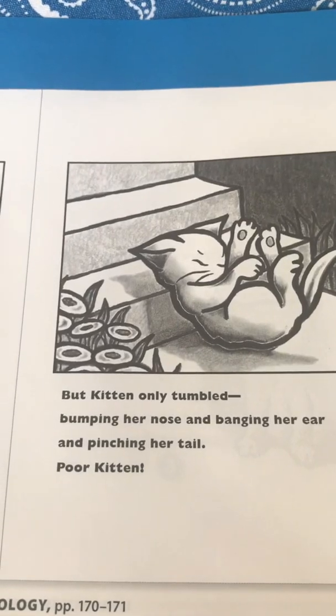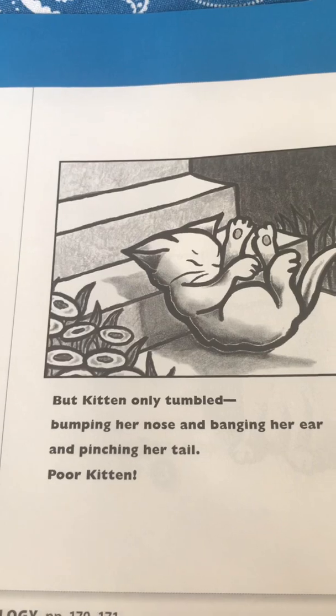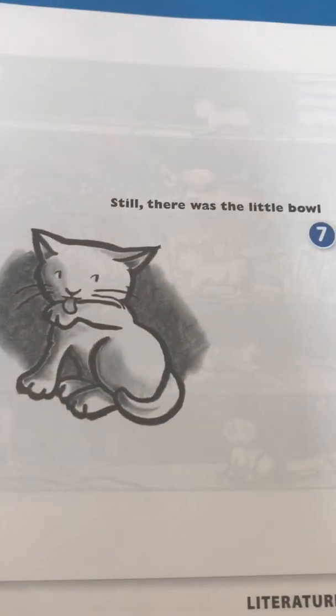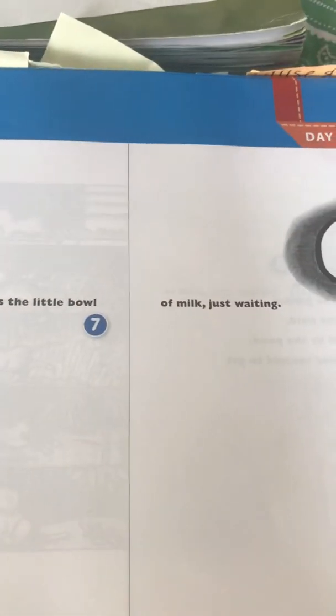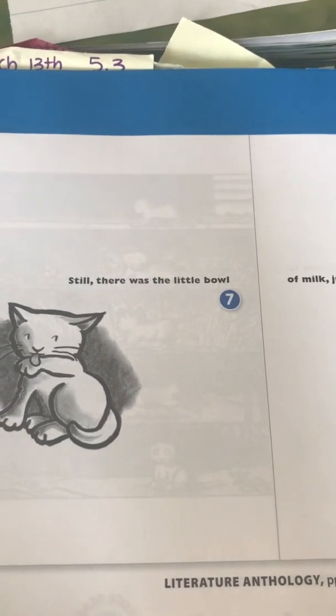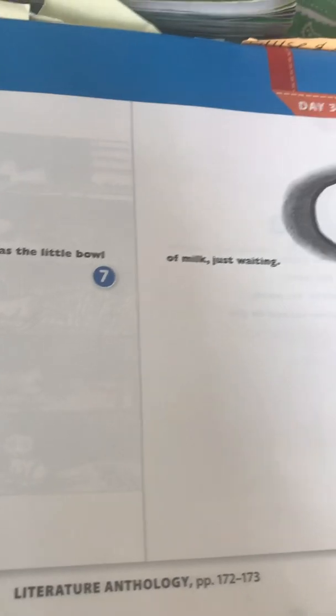But Kitten only tumbled, bumping her nose and banging her ear and pinching her tail. Poor kitten! Oh no. Still, there was the little bowl of milk just waiting. So if you guys notice, they use this twice now. Still, there was a little bowl of milk just waiting. That's called repetition. It's when authors repeat the same thing to add emphasis, okay? So they really want us to know that it's still up there waiting.